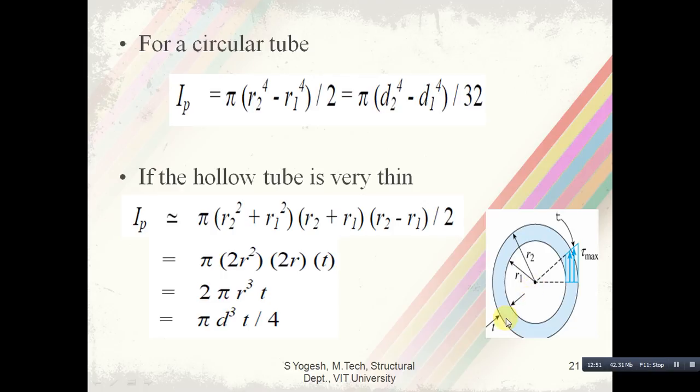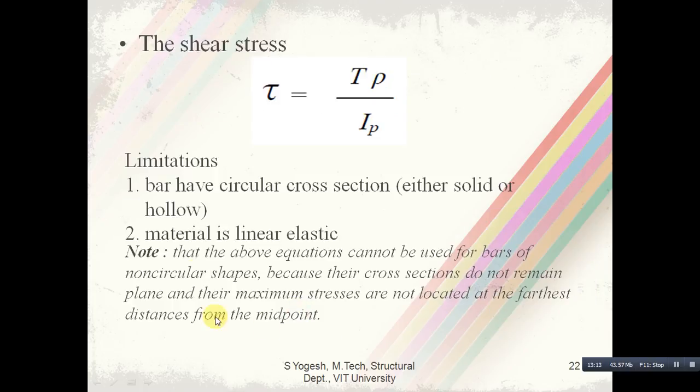If a hollow tube is very thin, then Ip is equal to pi by 2 into R2 square plus R1 square into R2 plus R1 into R2 minus R1. Then at last you will get 2 pi R cube t, and tau max equal to T by that, phi d cube t by 4. At last the shear stress is tau equal to T rho by Ip. In this, the limitations are that the bar has a cross section either solid or hollow, and the material is linearly elastic.